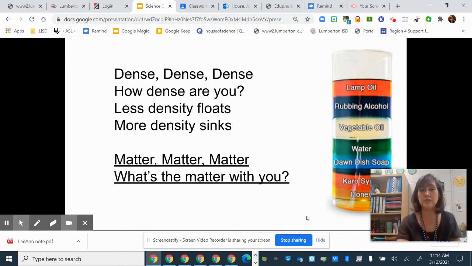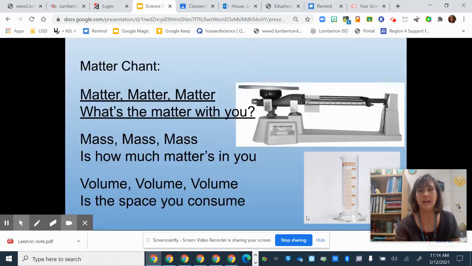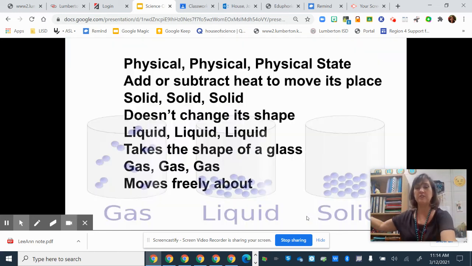All right, so we're going to do this from the top and practice it all together. Here we go. Matter, matter, matter. What's the matter with you? Mass, mass, mass is how much matter's in you. Volume, volume, volume is the space you consume. Physical, physical, physical state. Add or subtract heat to move its place. Solid, solid, solid doesn't change its shape. Liquid, liquid, liquid takes the shape of a glass. Gas, gas, gas moves freely about.